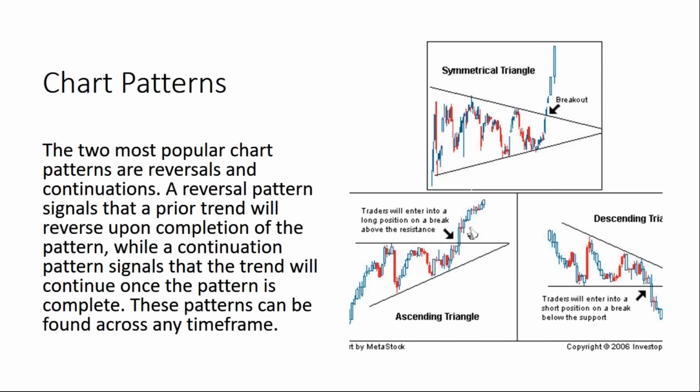A reversal pattern signals that the prior trend will reverse upon completion of the pattern, while a continuation pattern, which means it's going to continue back to that trend, which is a confirmation of a retracement, signals that a trend will continue once the pattern is complete. These patterns can be found across any time frame.